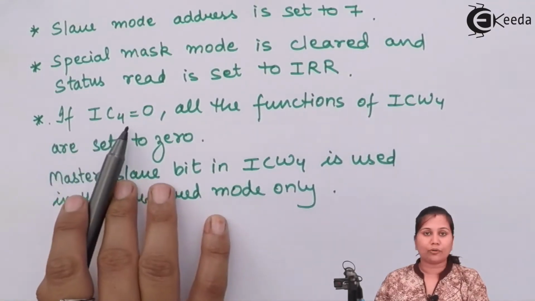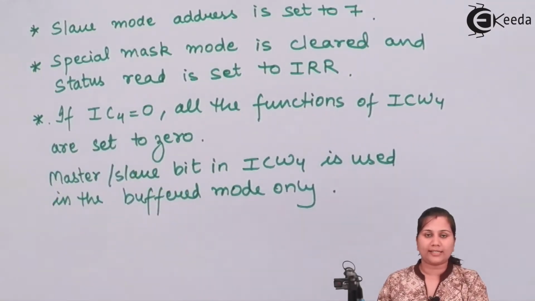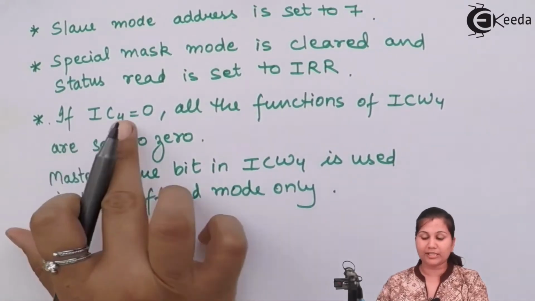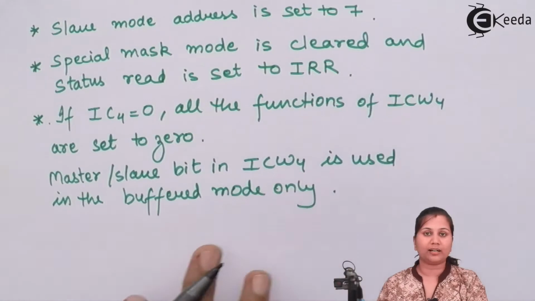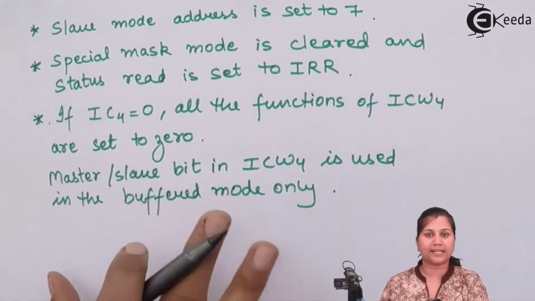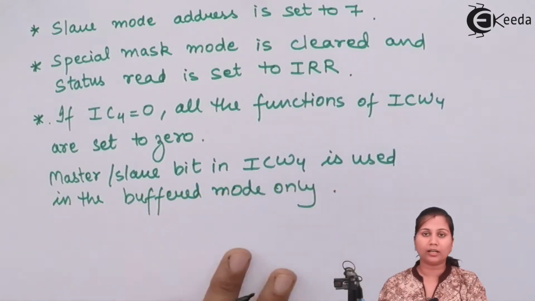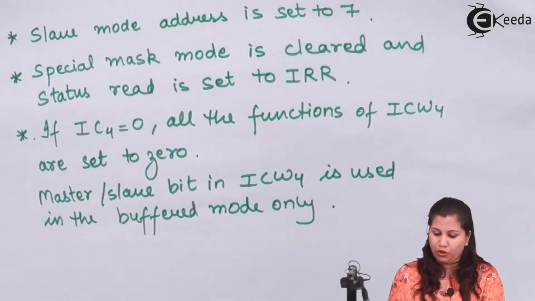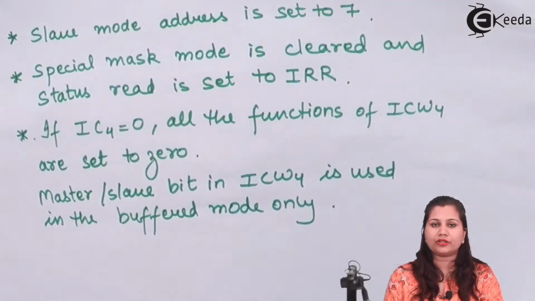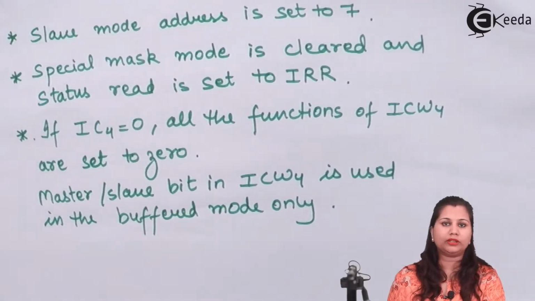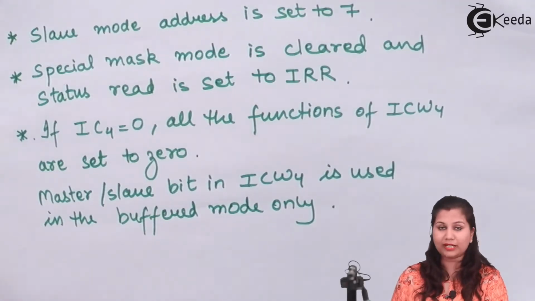So if the IC4 bit in the first initialization command word, that is ICW1, is 0, then all the functions of the fourth initialization command word are set to 0. And also the master slave bit in the ICW4 is used in the buffered mode only. So there were 4 initialization command words. So let us study the format of these command words for all the 4 initializations. Okay? First we will start with the initialization command word first, which is known as ICW1.